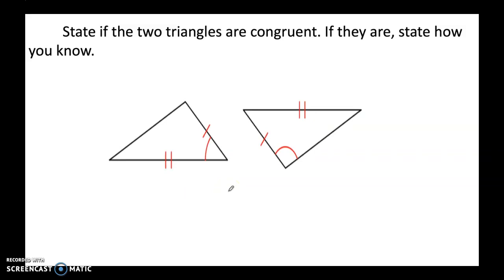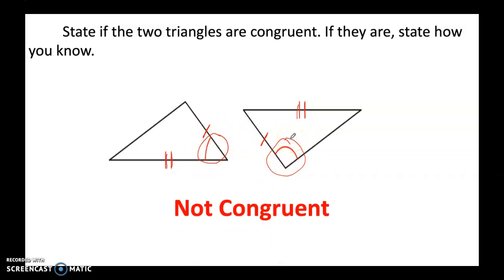Next, state if two triangles are congruent. If they are, state how you know. In the first triangle, compared to the other triangle, we have two sides congruent. In the first triangle, we have the included angle. In the second triangle, we have the non-included angle. So they do not have the same because this is an included angle and this is not. Therefore, the two triangles are not congruent.